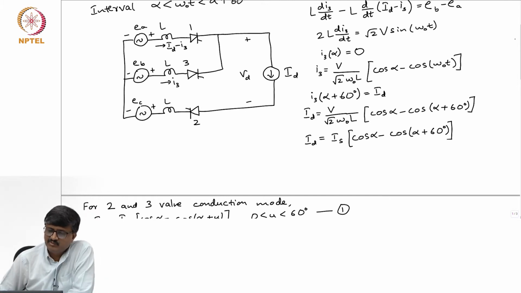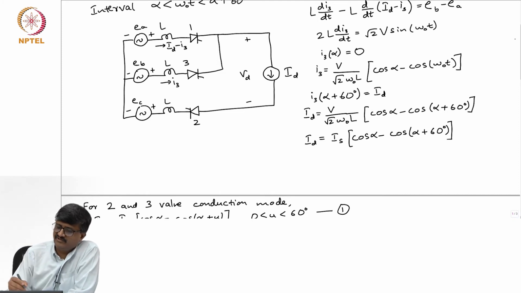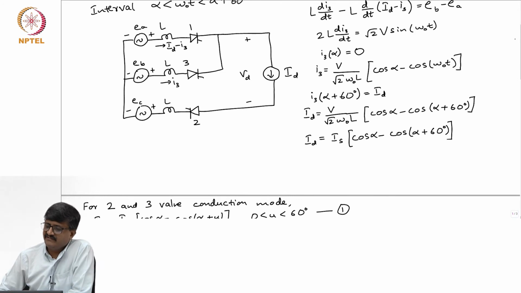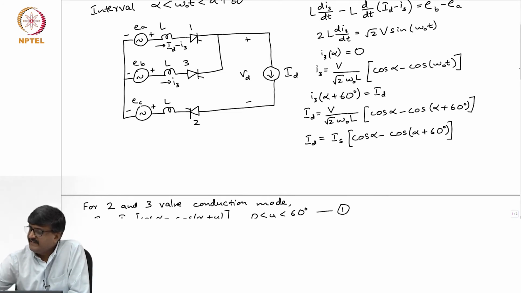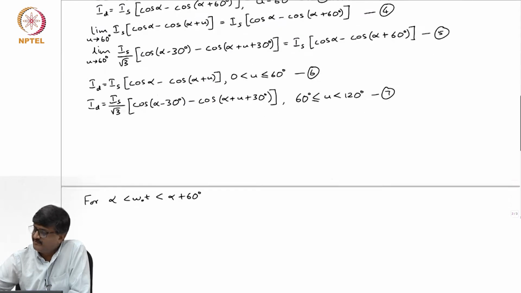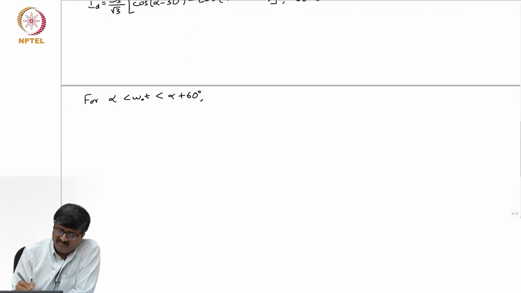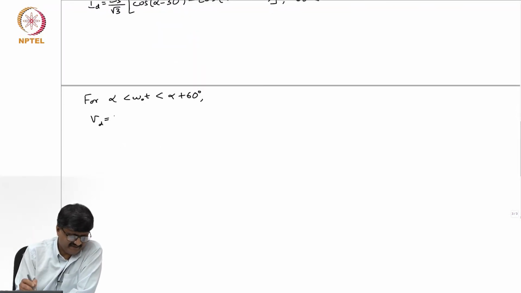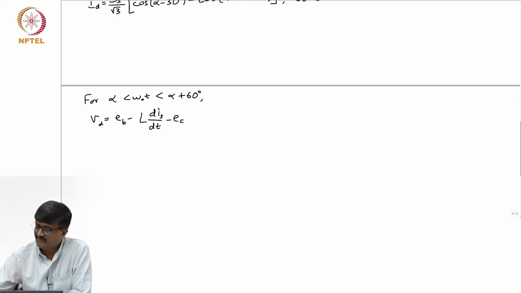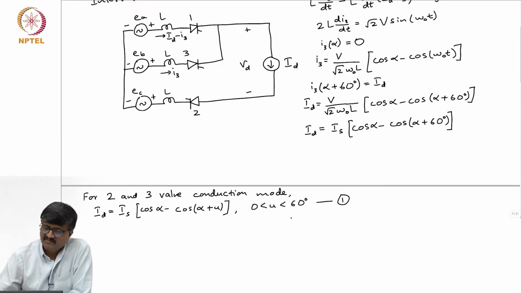Of course, the valves 2 and 3 act as short circuit, and the inductance in series with valve 2 is acting as a short circuit because the current through this inductance is ID, which is constant. So I can get an expression for Vd from this circuit. Vd can be written as Eb minus L di3 by dt minus Ec. That should be obvious from this circuit. So Vd is Eb minus L di3 by dt minus Ec.